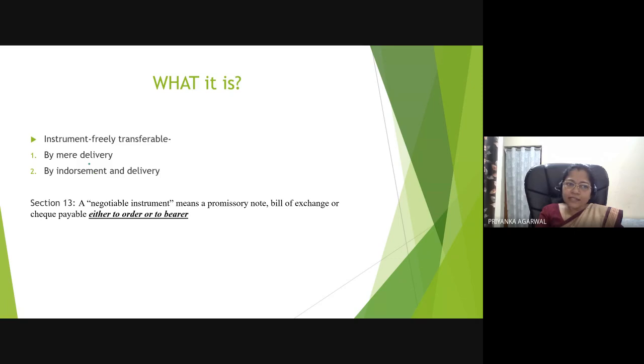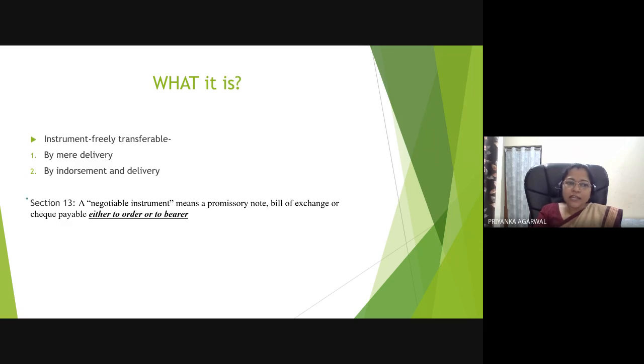This transferability can be possible by two methods. One is delivery, wherein you are giving it to a specified person. The other is endorsement and delivery, wherein you are allowing it to be endorsed. Endorsed means that if I say this instrument is paid to Mr. B, then Mr. B can also transfer this instrument to somebody else to whom he has to make a payment. Then it is an endorsement. But if I say only delivery, there is no right of endorsement.